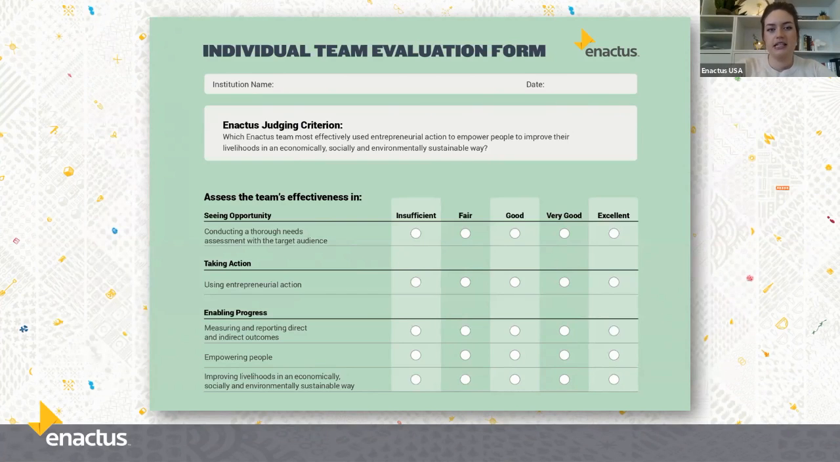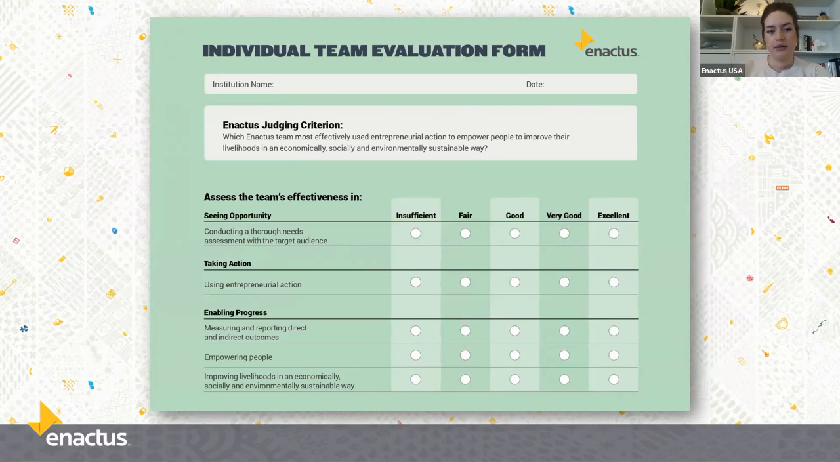So yes, this is the individual team evaluation form, or what we call the green sheet. This is what the judges are trained on, and it's what they're taught to evaluate your projects on. So as you're presenting your outcomes to them, this is what they're hoping you to cover. How well can you demonstrate you did all of these things? At the top is our judging criterion, and at the bottom it's broken down into 4 components.